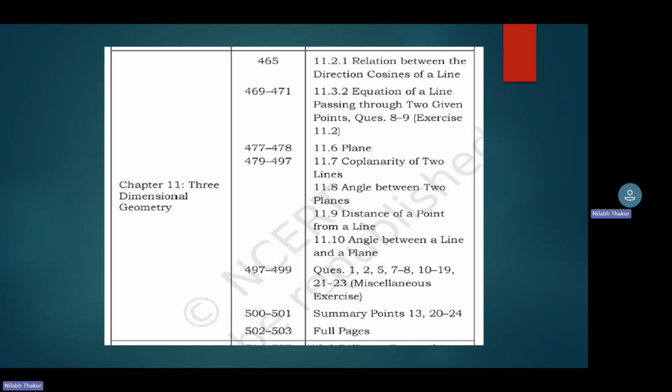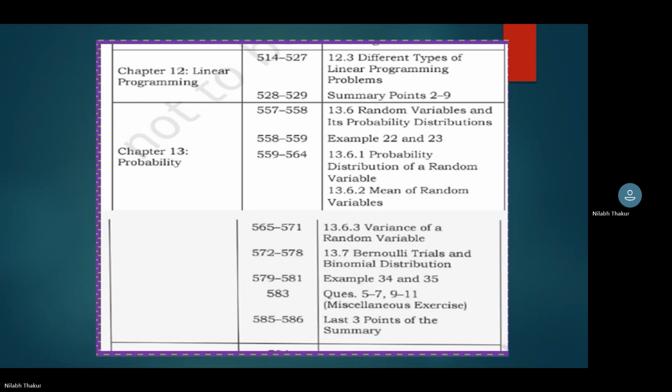Page number 497 to 499, question numbers 1, 2, 5, 7, 8, 10 to 19 and 21 to 23 from the miscellaneous exercise can be dropped. Chapter linear programming, you need not read the second chapter that talks about forming the linear equation. So no word problem will be asked where you need to solve the question.